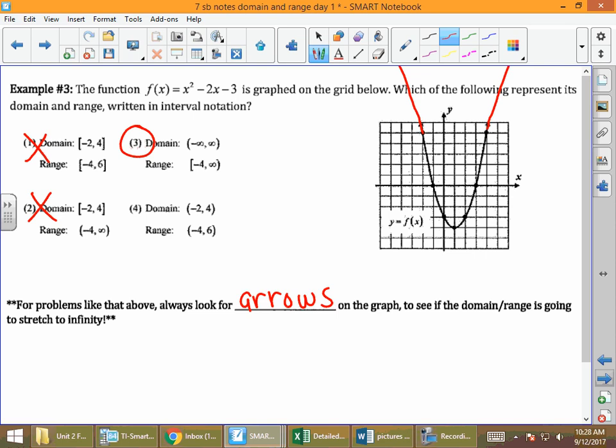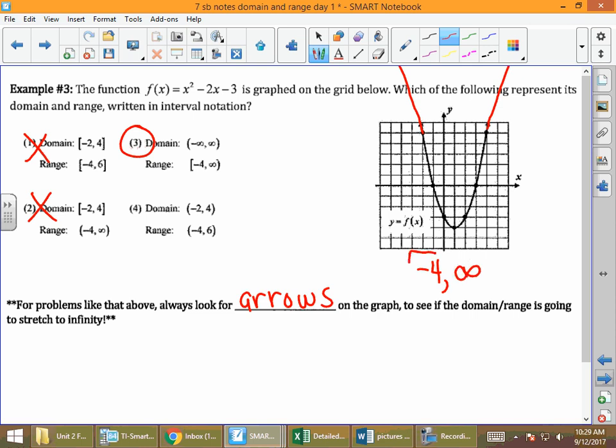And oftentimes the way I look at the range is, do we have a high point or do we have a low point in this graph? If we look over here at the graph, we have a low point. Our low point is at -4. And the graph is going to continue to go upward, and we've got arrows pointing upward. It's not going to stop, so it's going to continue to go to infinity.